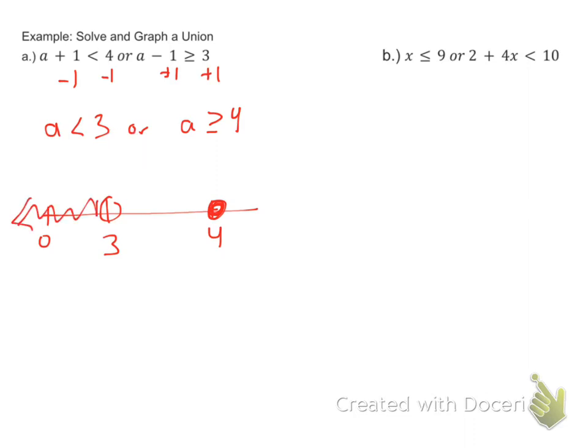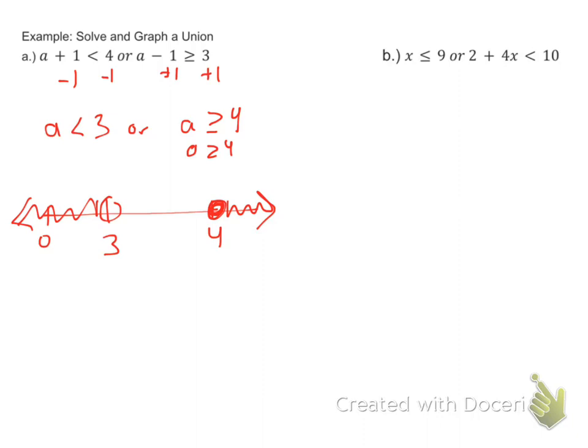Going away. Is 0 greater than or equal to 4? No. So I have to shade that way. So I am shading away from each other. That's an OR statement. I can be less than 3 or greater than or equal to 4.